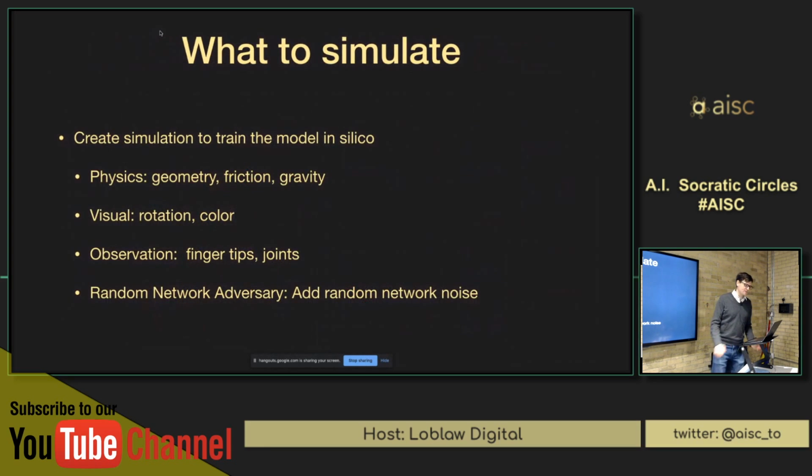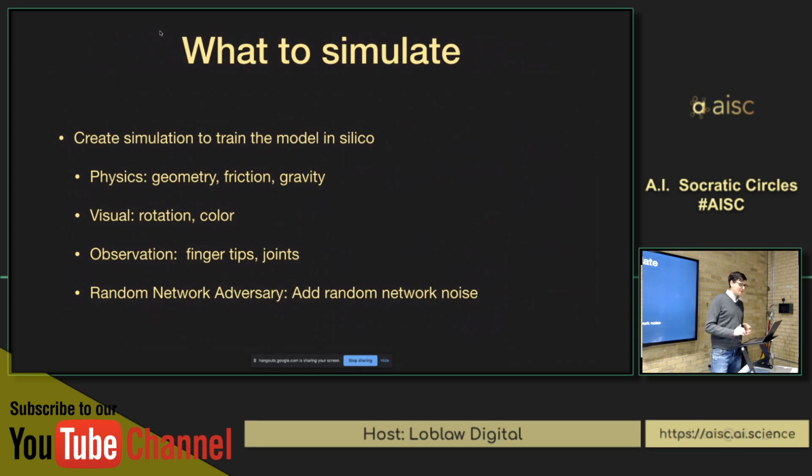And what can you simulate? So you simulate physics like the geometry, friction, gravity, size of the cube. Visual, you can modify the vision, you can rotate, you can add color, filter, or whatever. Observation, what you can modify is you make noisy the location of the fingertips or the location of the joints. Or you can also jam a joint and break a joint or whatever.